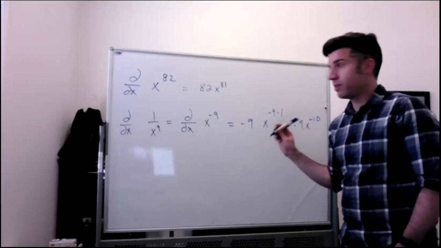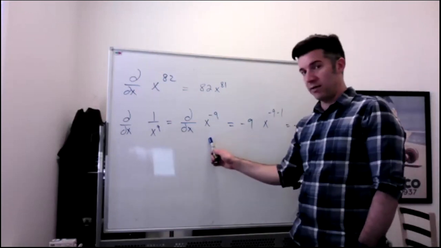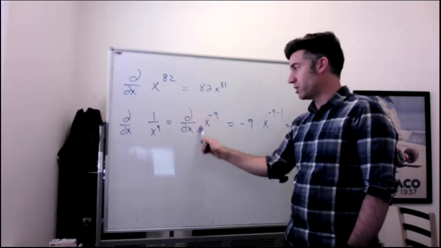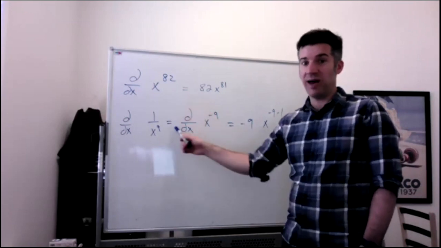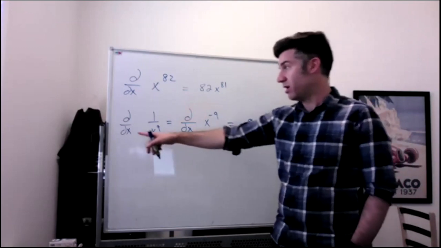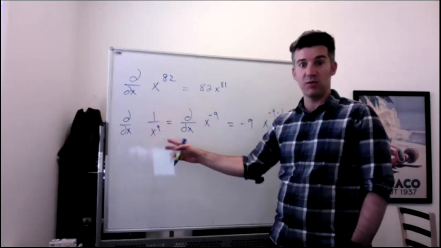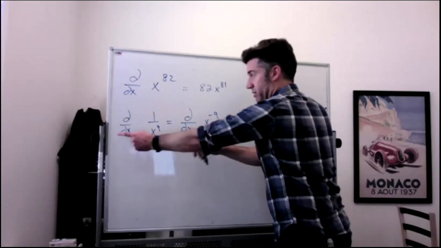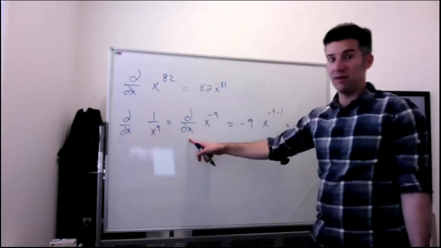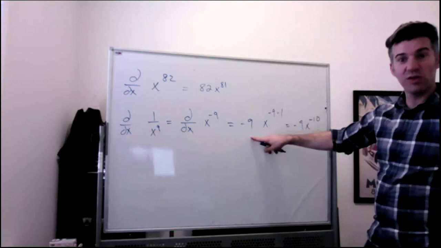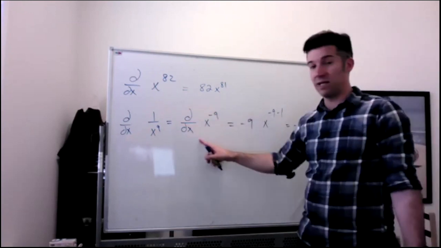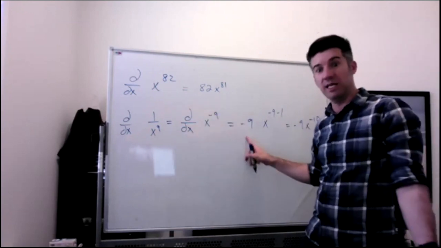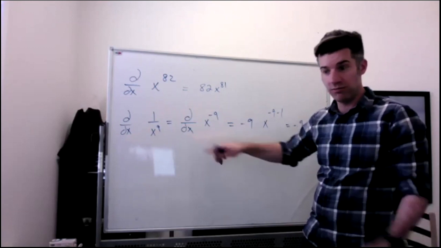I do want to point out, in this first step I simplified. I still wrote d dx because I still had to take the derivative, right? I'm just rewriting the derivative of 1 over x to the 9th as the derivative of x to the negative 9th. Because these two things are the same, I'm still taking the derivative of them. Then in the next step, I took the derivative. So I'm no longer writing the symbol that means take the derivative because I did the thing that this symbol told me to do.